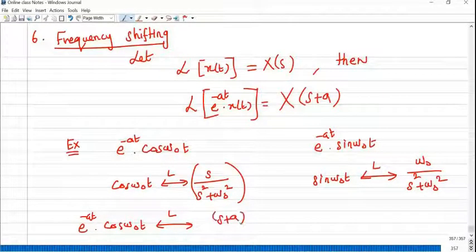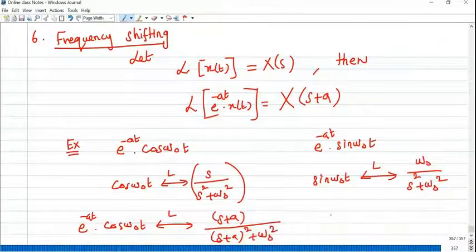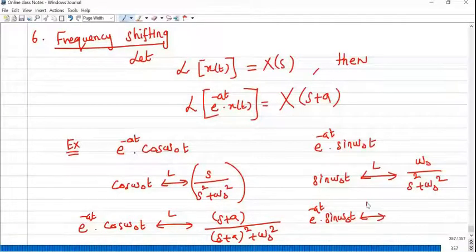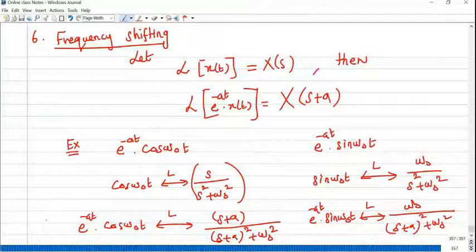S plus a divided by s plus a whole square plus omega naught square. Here, for e power minus a t sin omega naught t, the Laplace transform is omega naught divided by s plus a whole square plus omega naught square. So these are another two important formulas.